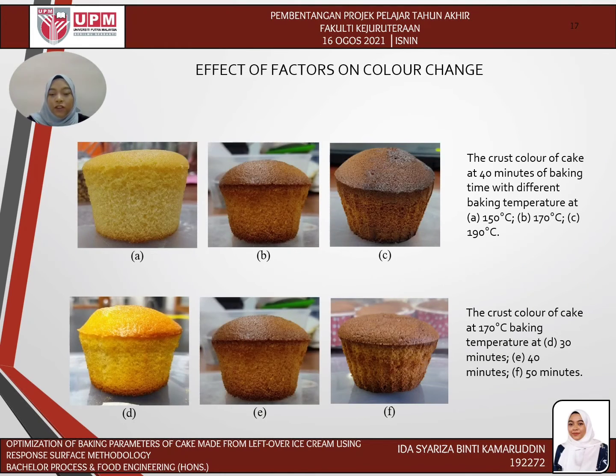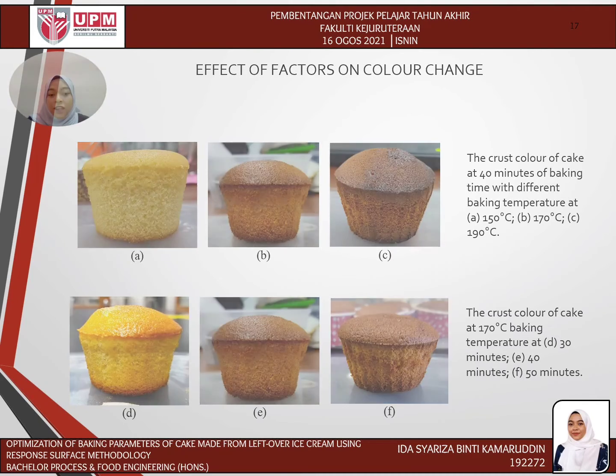The effect of factors on color change, as you can see in the figure: the crust color of the cake at 40 minutes of baking time with different baking temperatures. The color of the cake turns darker as the temperature increases. Similarly, the figure below shows the crust color of the cake at 170 degrees Celsius baking temperature.